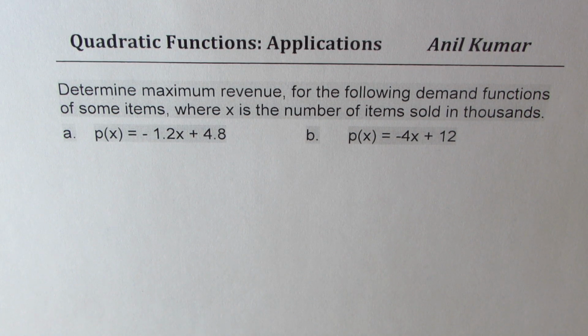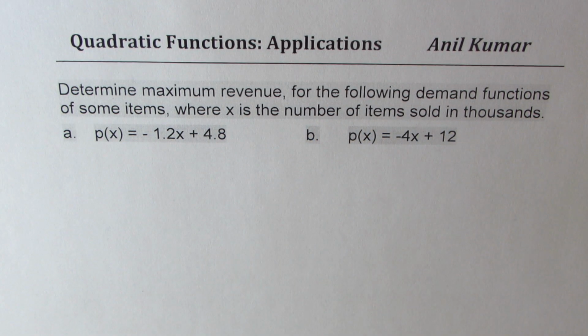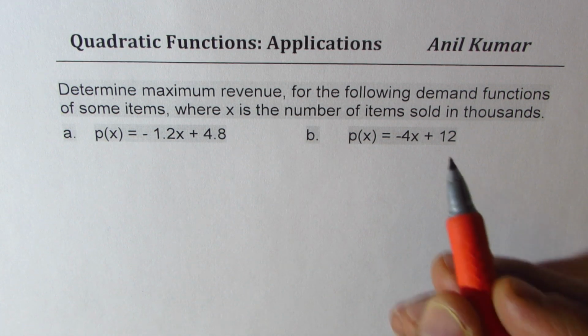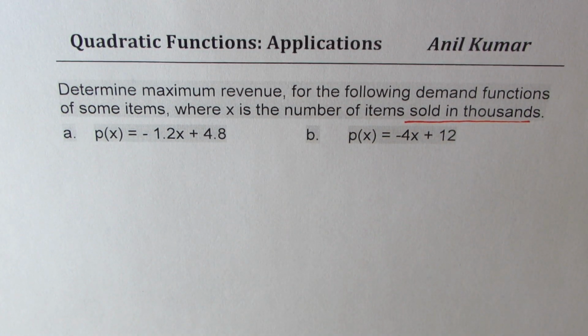The question here is, determine maximum revenue for the following demand functions of some items where x is the number of items sold in thousands. So x is the number of items sold in thousands, so whatever answer you get will be in thousands of dollars for revenue.